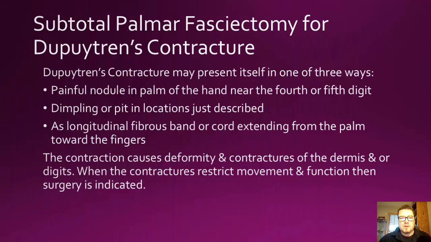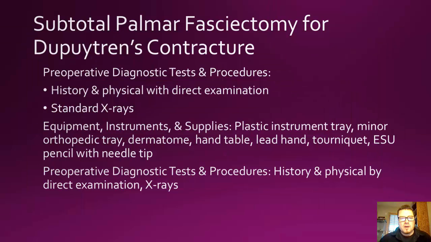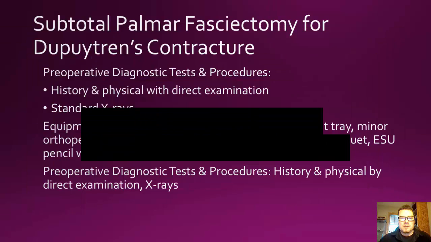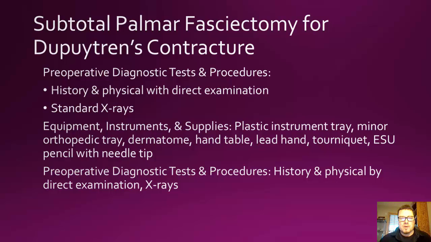So Dupuytren's contracture can present itself in one of the three ways on the slide. It causes a deformity and contracture of the skin and the digits. So the contracture restricts the movement of the hand and forearm. What are our diagnostic tests and procedures for Dupuytren's contracture? They're going to be standard x-rays and, like most plastics, a history and physical with direct examination by the healthcare provider. On the slide are some of your instruments, equipment, and supplies.